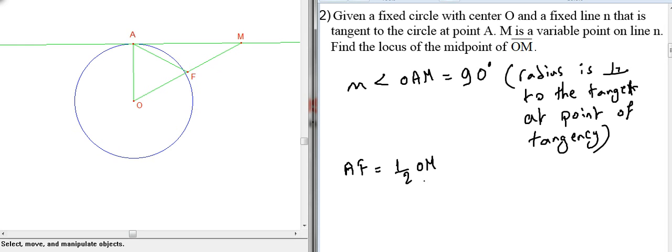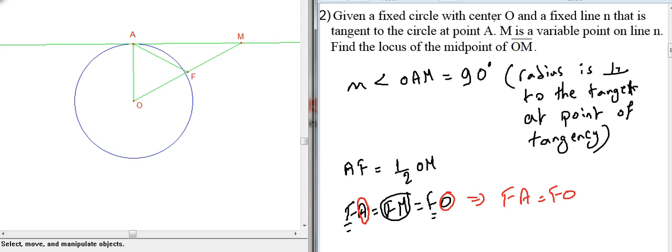That's great. This means that FA equals FM equals FO, because F is the midpoint, so FO equals FM, and AF is half OM. But we don't care about FM right now, because M is variable and F is variable, and I need to find F with respect to fixed points. So let me take FA equal FO.